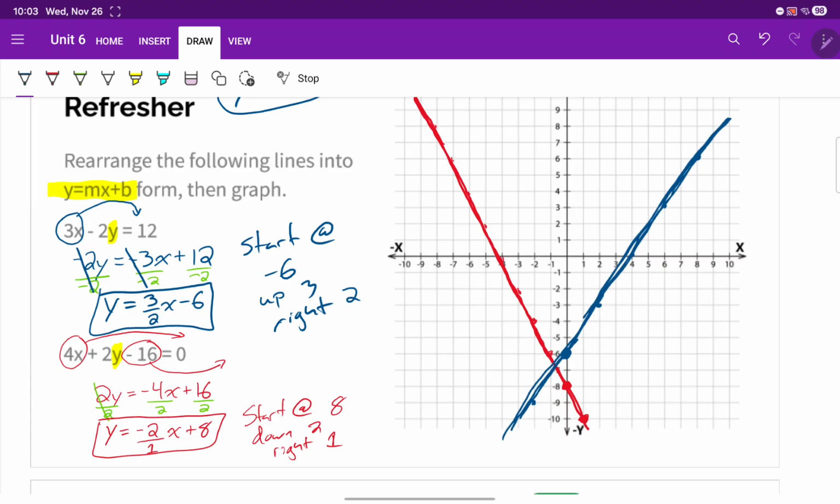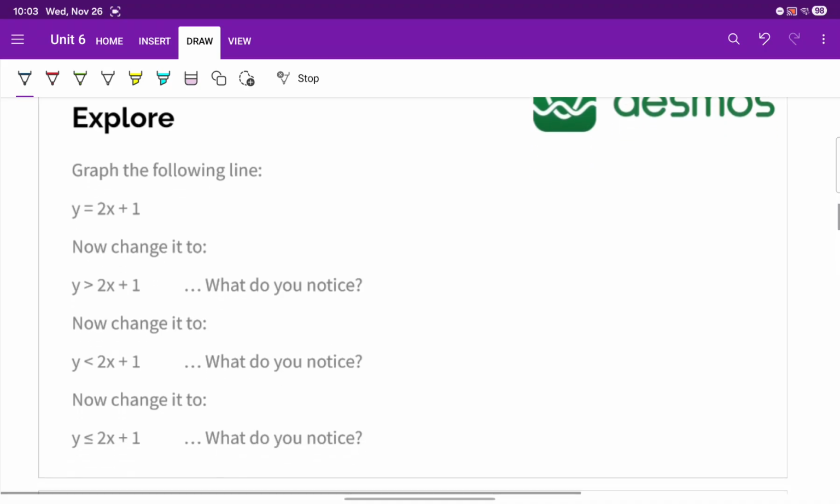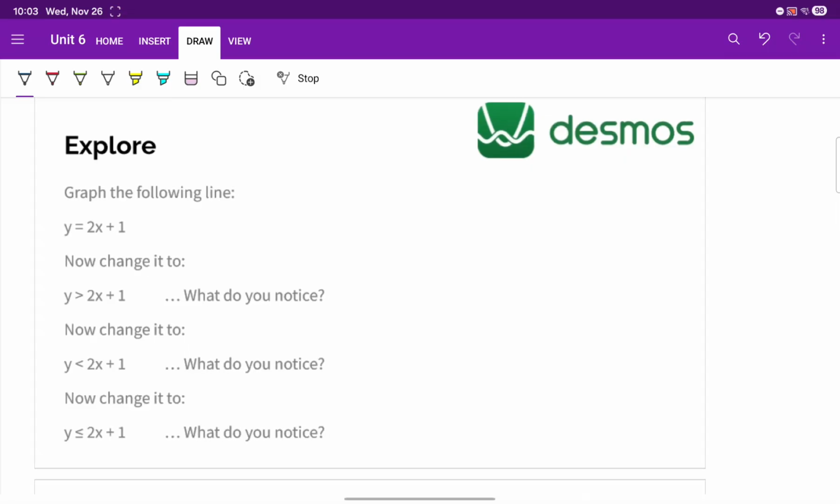Okay. So hopefully that is a little bit of a refresher on what we've been doing the last week or so. And now what we are going to do is graph some lines. Now, if I was in class, I would give you an opportunity right now to use Desmos, or we would do it on the computers, and I would get you to actually type these equations into Desmos, okay? But I'm not here, so we're just going to graph some.